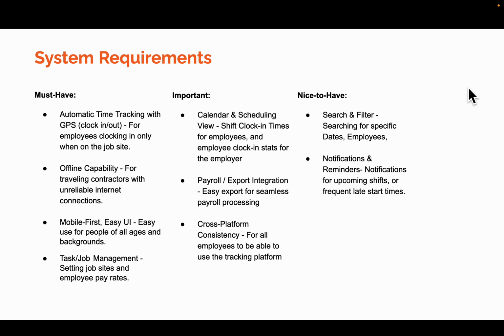So for our system requirements, these are basically features that define how the user or how the contractors are going to use the system to meet their requirements. We broke it down into three categories: the must-haves, which are essential core functions; the important, which are high-value features that we would like to include; and the nice-to-have, which are optional, but we might implement at a later date.